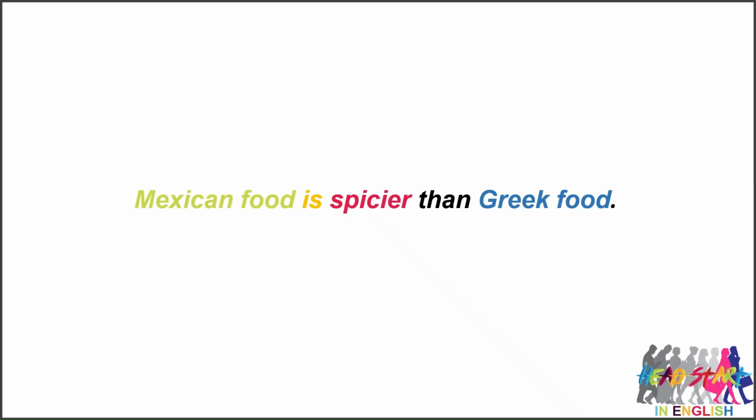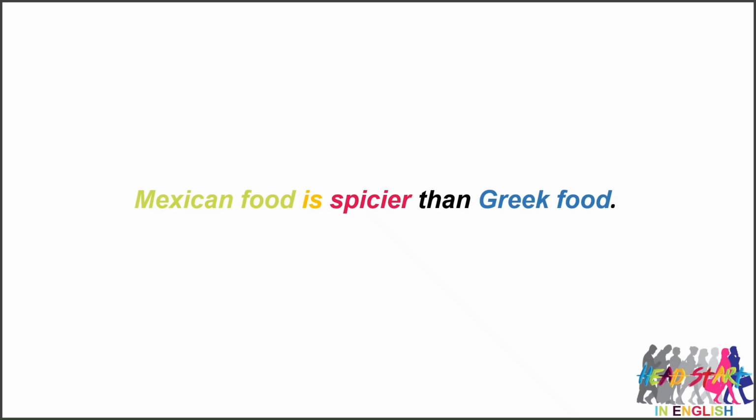Here's a sentence that compares two things. Mexican food is spicier than Greek food. So this sentence compares the subject, Mexican food, which is in green, against the object, Greek food, which is in blue. Now, the adjective used, spicy, which is in pink, determines the aspect that is being compared. In this case, which food type is spicier.